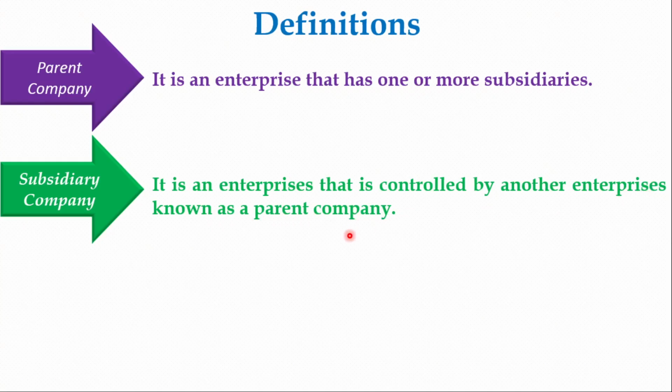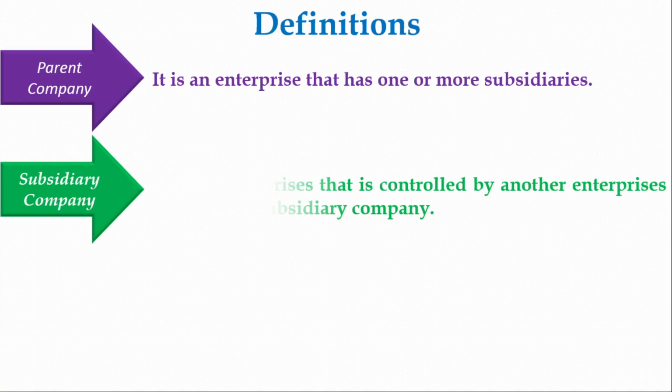Say for example, a very simple example I always use, that is big fish and small fish. As you know, big fish always eat small fish. In the same way, the parent company is the big fish, and the subsidiary company is the small fish. So a group of small fish, or we can say a group of small subsidiary companies, are controlled by the big fish, that is the parent company. So it is an enterprise that is controlled by another enterprise, or we can say company, known as a subsidiary company. So this is the definition of subsidiary company.